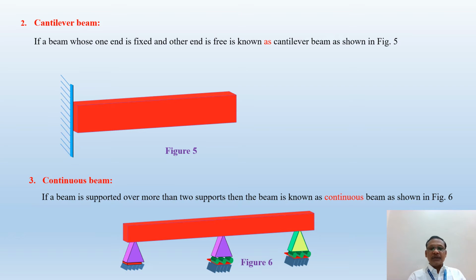The first support is a hinge support, the second support is a roller support, and the third support is also a roller support, and it is continuous. The number of supports may vary, but the condition is that the beam should be supported over more than two supports. So that beam is known as a continuous beam.